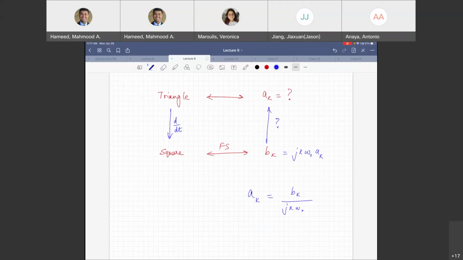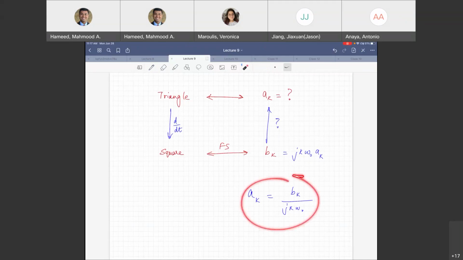We are able to divide it because k is an integer. It is discrete when it comes to the frequency. You know when we will not be able to divide it? Oh, no. k equals 0 is a separate conversation.